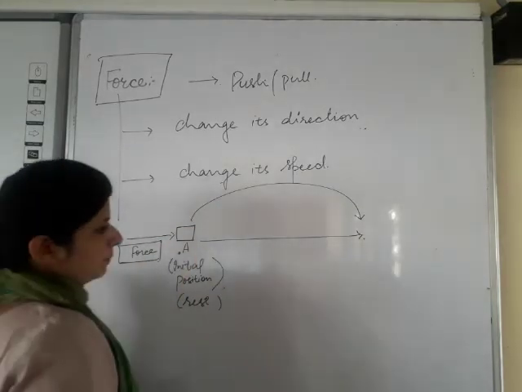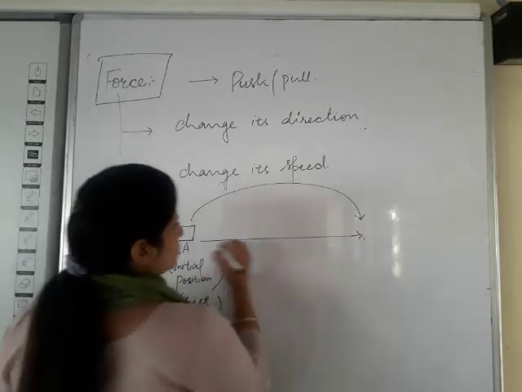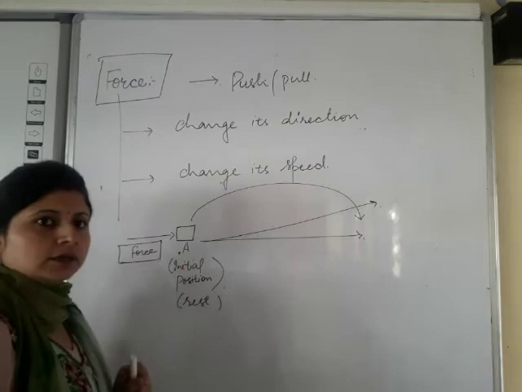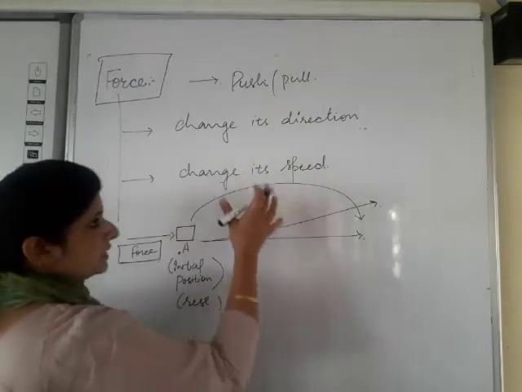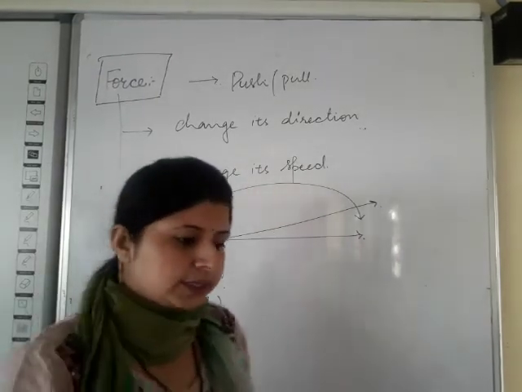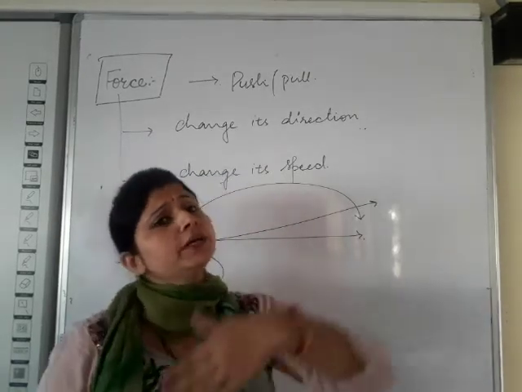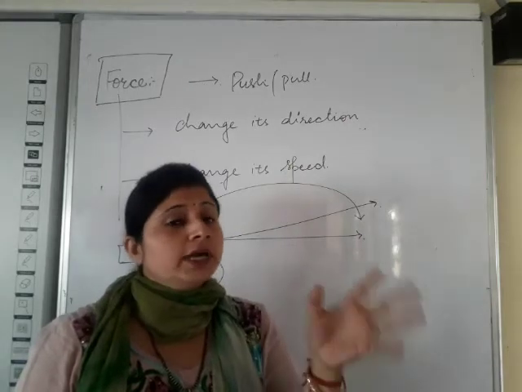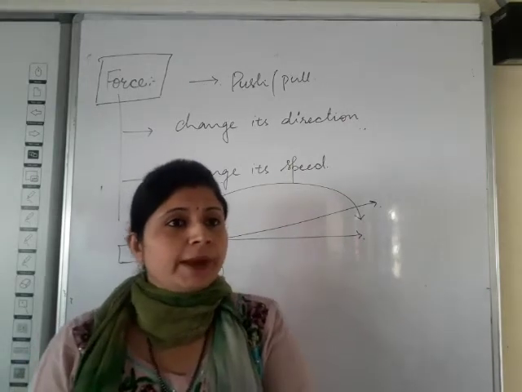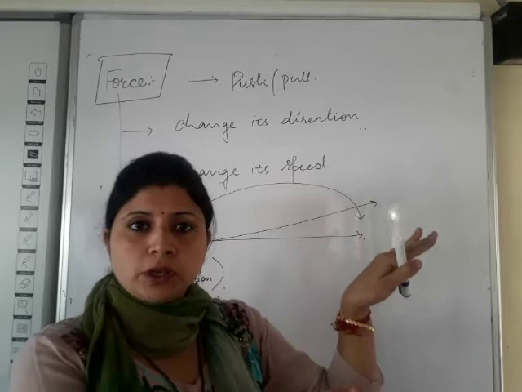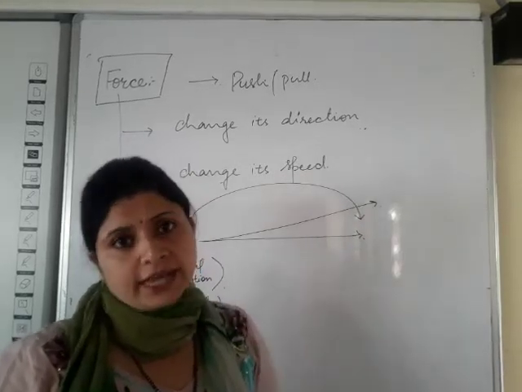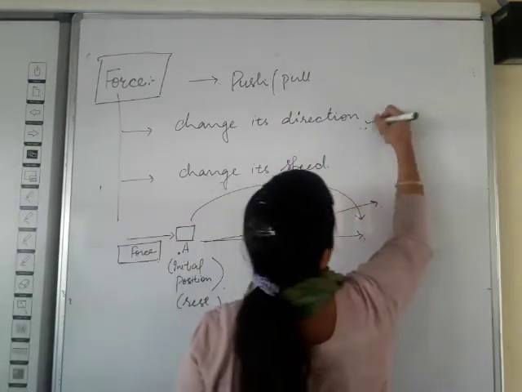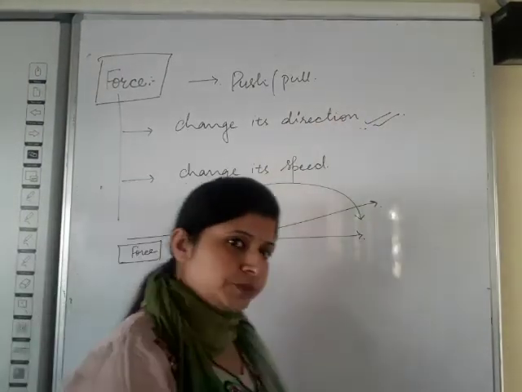For example, when I apply force, maybe instead of in a straight line, it can go like this. So from this we can say that, like during the cricket match, when you hit a ball, sometimes it's a sixer, sometimes it's four. So that time also, when a batsman applies force on the ball, it can change its direction. So we can say that force can change the direction of an object.